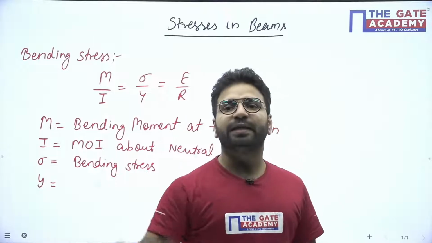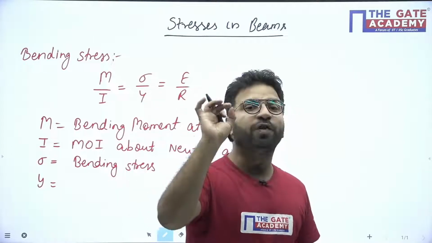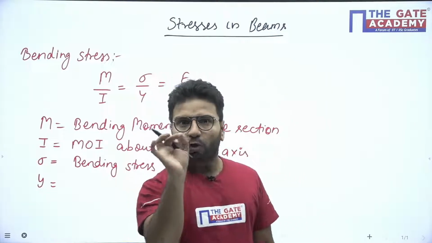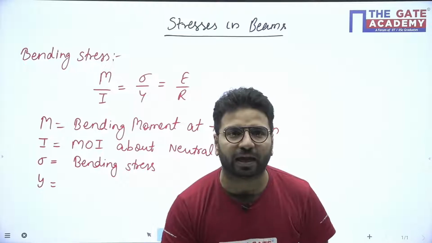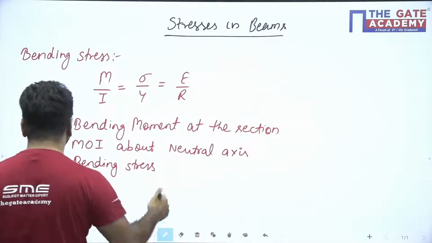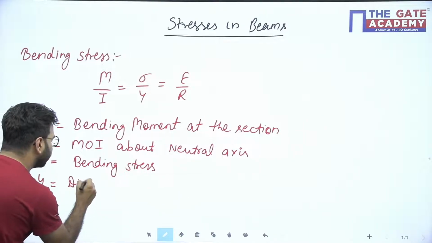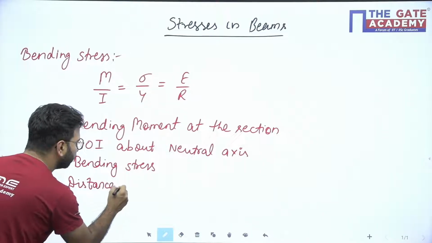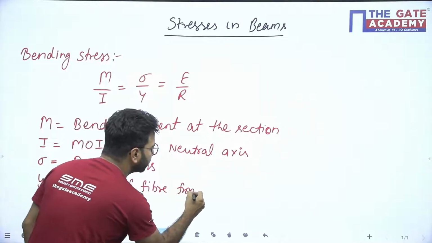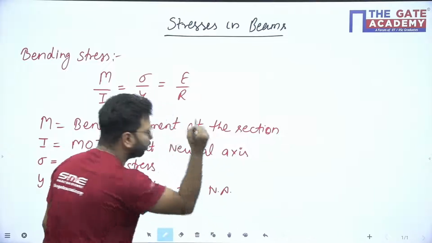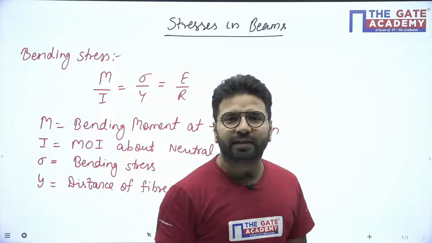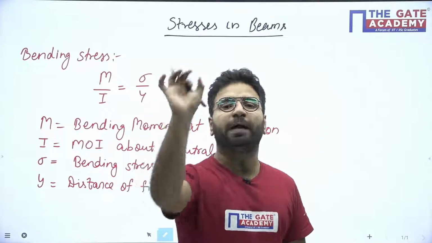Y is the distance of the fiber where you want to calculate the bending stress, but the y will always be calculated from the neutral axis. So I am writing: y is the distance of fiber from neutral axis. You have to always take the distance from the neutral axis at which fiber you want to calculate bending stress. That's it.